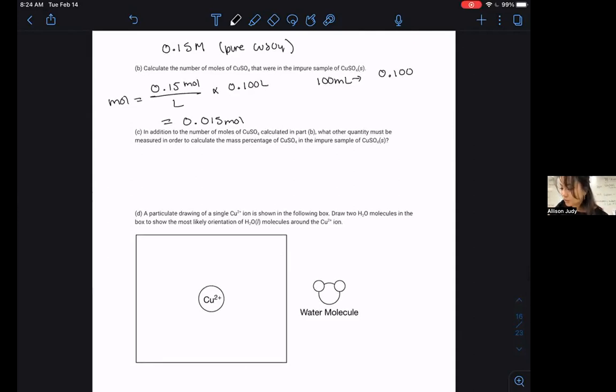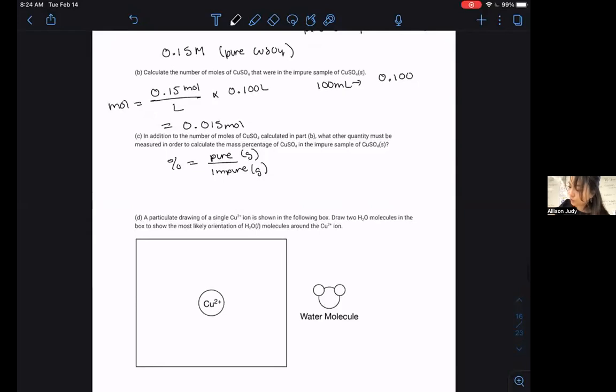So in addition to the number of moles of CuSO4 calculated, what other quantity must be measured in order to calculate mass percentage of the impure sample versus pure? So remember, mass percentage is going to be pure over impure in grams. So we know the mole value. If you know the moles for the pure, you can go to grams easily. But we don't know the mole value for the impure. So what we would need is the mass of the impure sample.